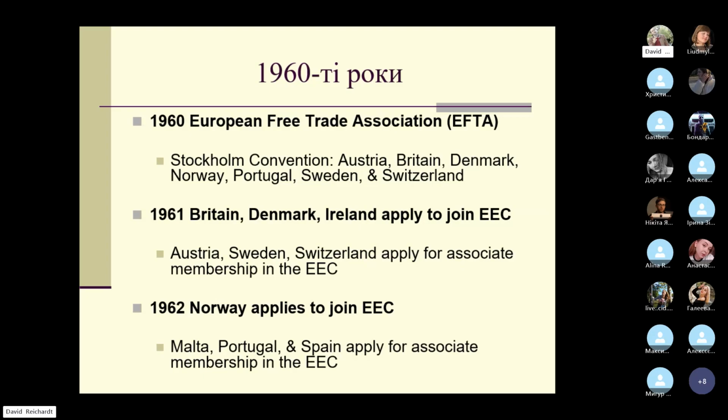So the British sponsor their own European organization. They call it the EFTA, and they sign a treaty in Stockholm with the countries of Austria, Denmark, Norway, Portugal, Sweden, and Switzerland, countries that did not join the three European communities. They join now with the British in the EFTA.